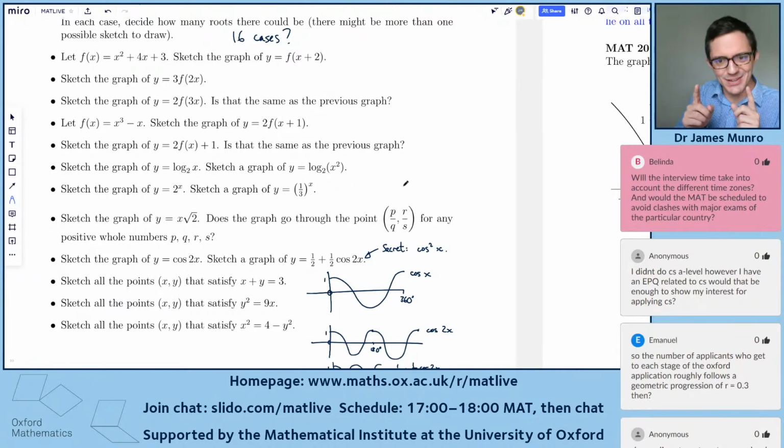If you're in a time zone that's quite similar to London, like the middle of Europe somewhere, then we're not aiming to do everyone's interview at 9 o'clock, so you might be out by an hour or two. Is MAT scheduled to avoid clashes with major exams of particular countries? No. Sorry. If you've got 2 exams on the same day, you do one exam and then the other. I'm really sorry, we can't avoid all of the exams in the world.